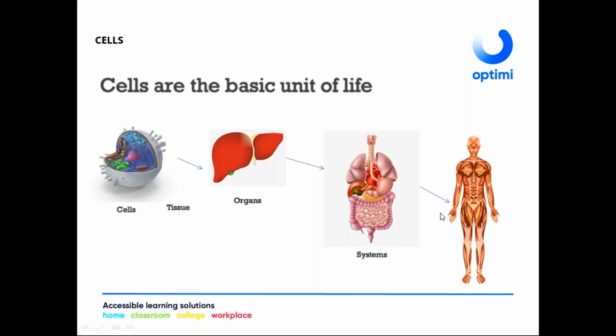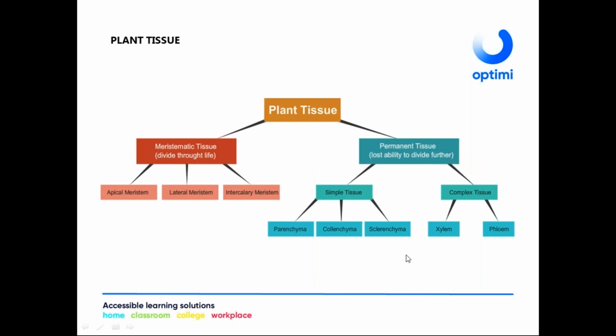So we will be looking at different types of tissue found in plants and different types of tissue found in animals. Plant tissue can be grouped into two sections. We have meristematic tissue, which divides throughout life. This tissue divides by mitosis throughout your whole entire life. We will not be looking into that, but you must just know that's the one type of tissue found in plants. The other type of tissue found in plants is known as permanent tissue.